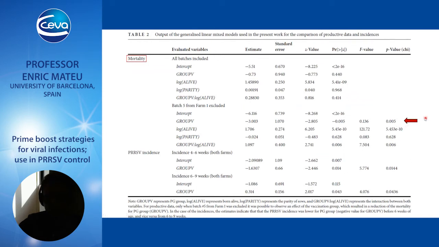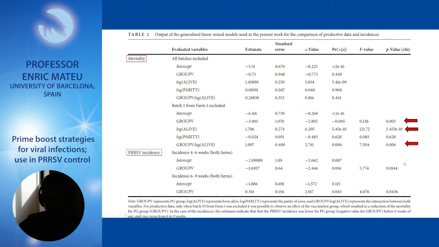In the vaccinated group, we observed a significant decrease in the mortality before weaning that was about 15%. This reduction in mortality was together with an increase in the number of pigs born alive in the treated group. The interaction of the treatment and the number of pigs born alive was significant, suggesting also that there was an effect because of the size of the litter.